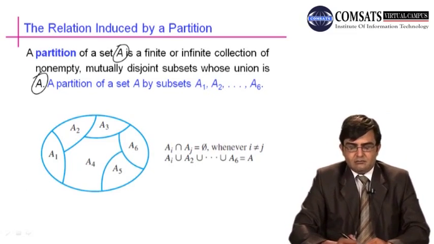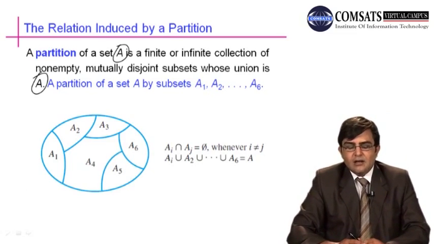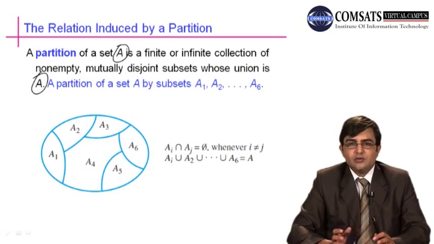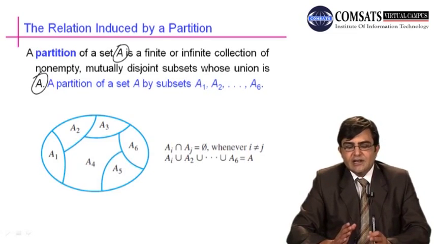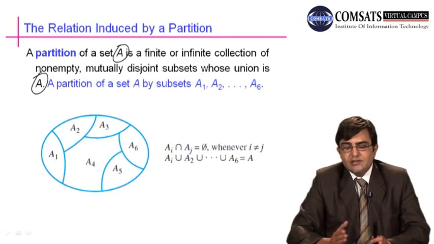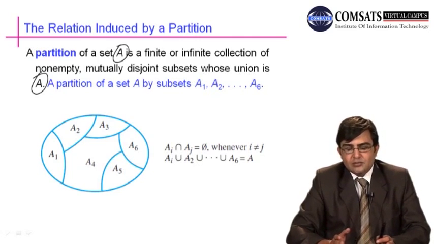For example, if we have any set A, say 1 to 10, we divide this set into subsets which are mutually disjoint. Mutually disjoint means if we take the intersection of any two subsets of A, this must be empty, this must be phi. So mutually disjoint means any two subsets, their intersection should be empty. So mutually disjoint subsets.